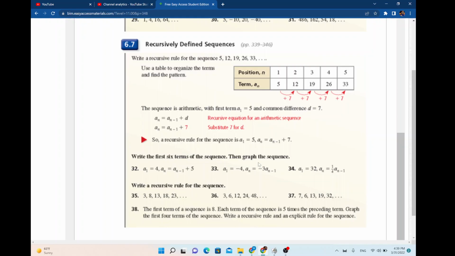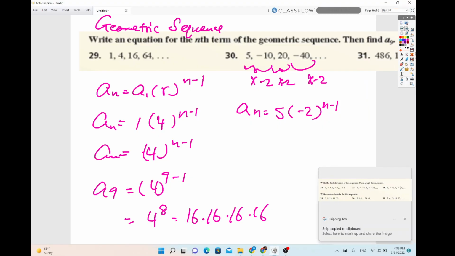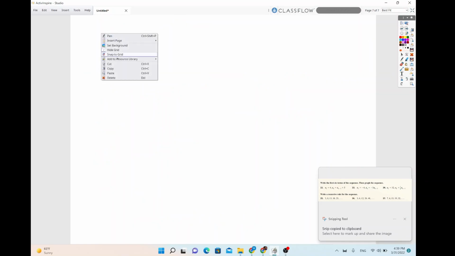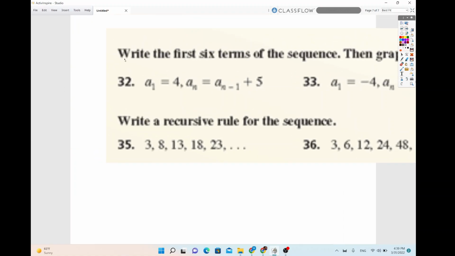Write the first 6 terms of the sequence, then sketch the graph of the sequence. Normally it's all about finding the 6 terms, okay? So you want to go from a sub 1 to a sub 6. Okay, so let's do one example like that. Now let's try this one. Write the first 6 terms of the sequence. Again, we don't need to worry about the graph.